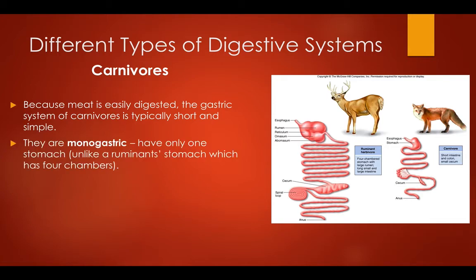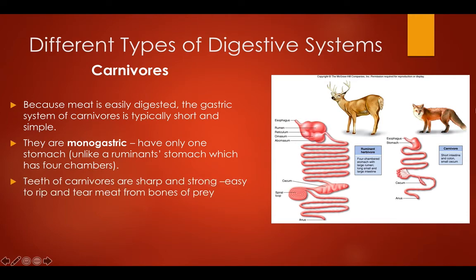Carnivores are monogastric. They have only one stomach. The reason why I point this out is because things like ruminants, like cows, will have multiple chambers. So this is what we see here. This is a deer. Deer are herbivores, and they also have multiple stomachs to help with plant digestion.